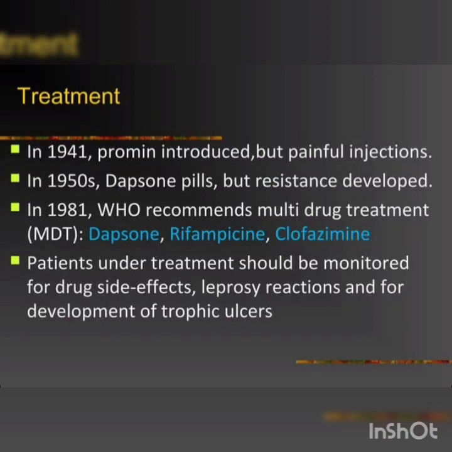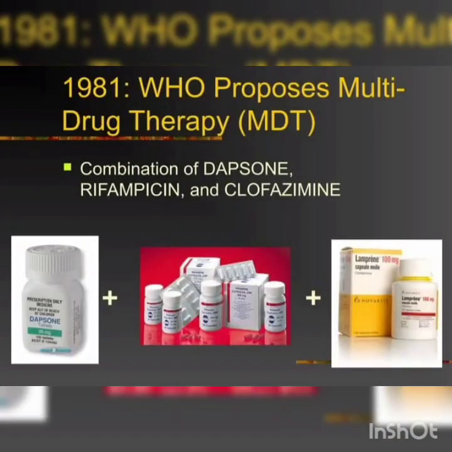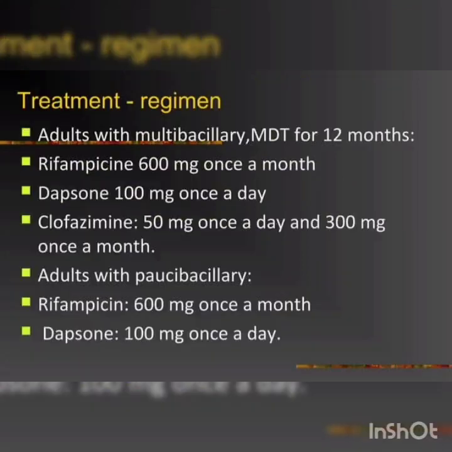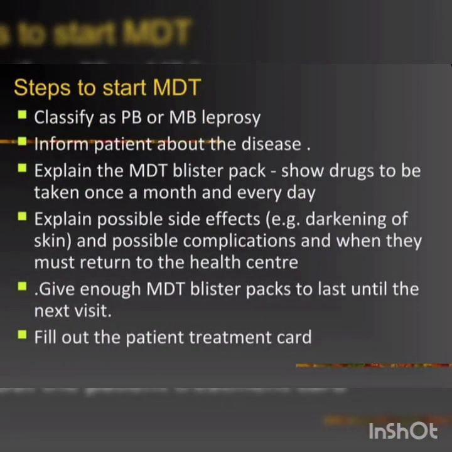Treatment: in 1941 Promin was introduced, in 1950 Dapsone, and in 1981 the multi-drug treatment, which is Dapsone, rifampicin and clofazimine. So the combination of Dapsone, rifampicin and clofazimine is used from 1981 as multi-drug therapy. For adults with multibacillary leprosy we treat for 12 months: rifampicin 600 mg, Dapsone 100 and clofazimine 50 mg once daily, and 300 mg once a month.